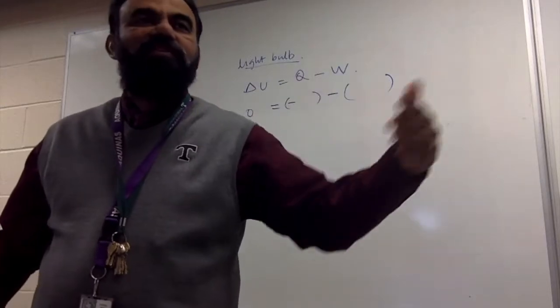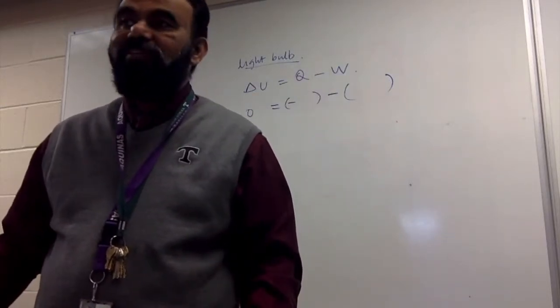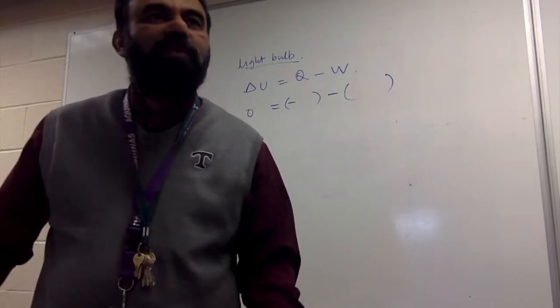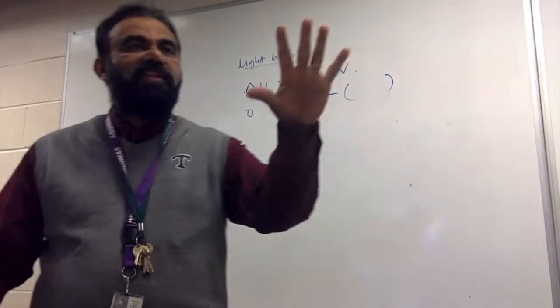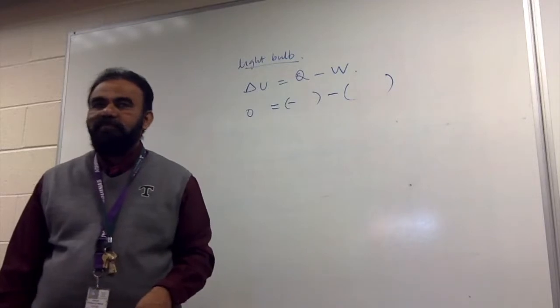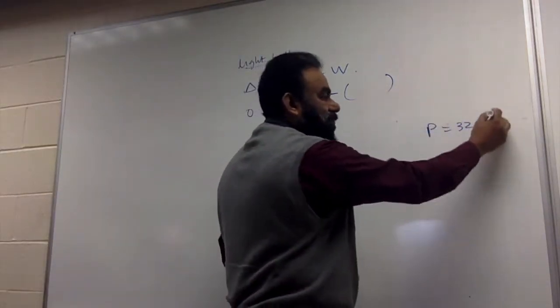How does the light bulb work? Any kid will say that a light bulb works on electricity. So what is doing the work? Electricity is doing the work. Now, how much work is done in a 5 second period of time if the wattage of the bulb is 32 watts? The power is 32 watts.